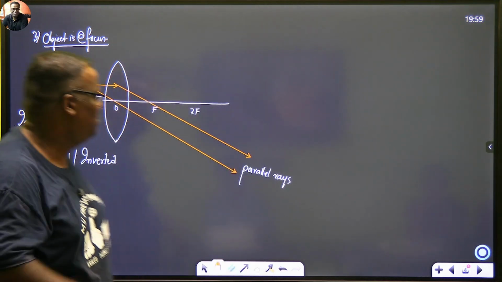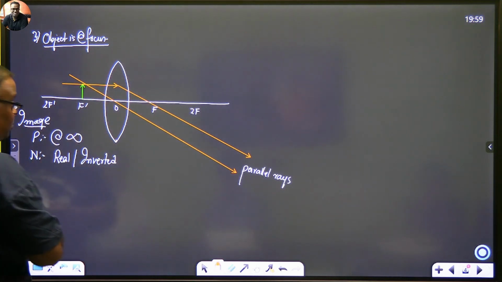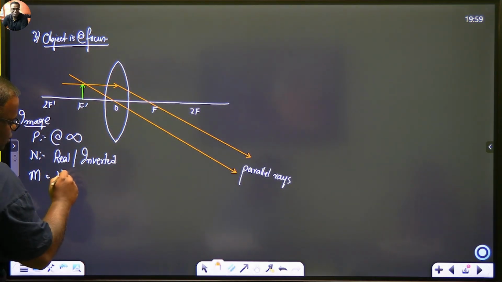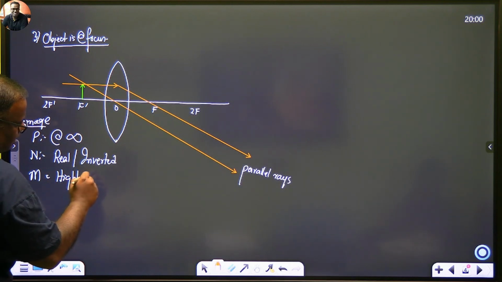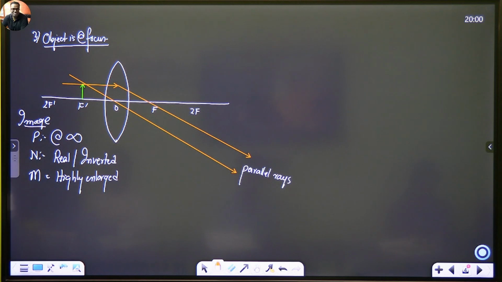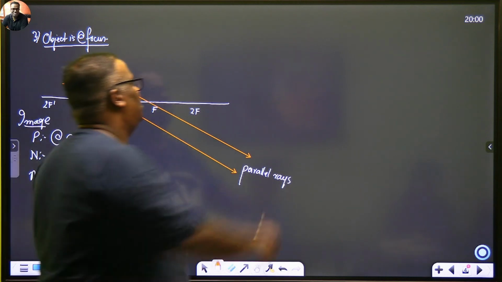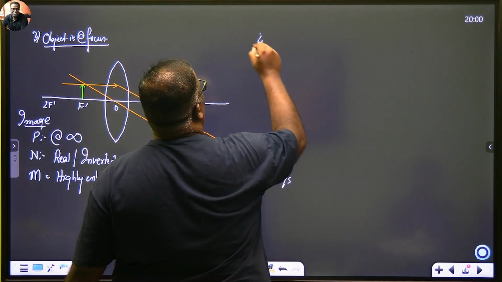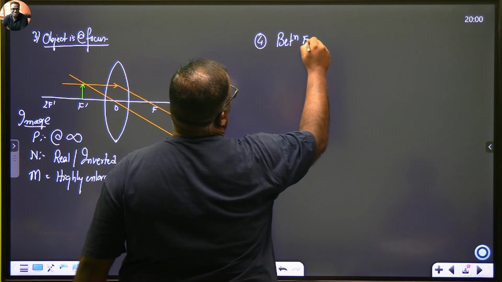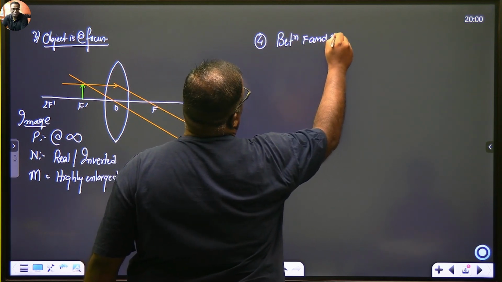Okay, parallel rays done. And what about the magnification? Highly enlarged. Seriously, teaching takes time. Highly enlarged. Next case, 4: object between F and 2F.